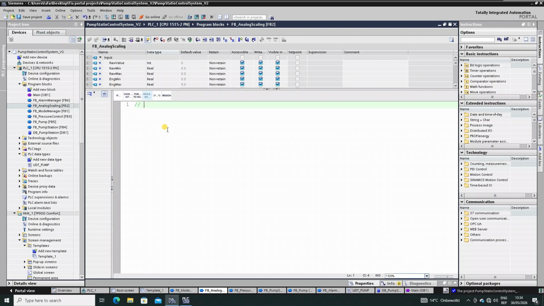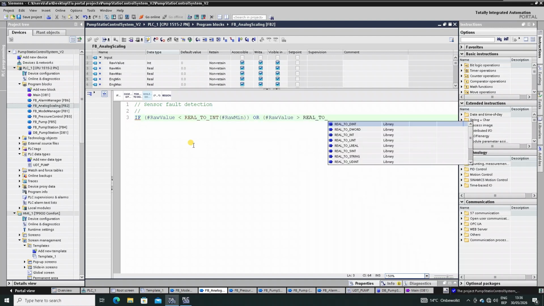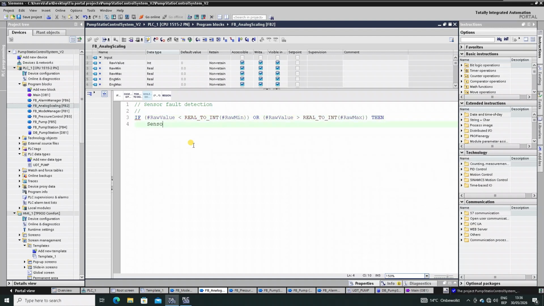Now let us look at the first part of the SCL logic. If raw value real is under raw min, or raw value real is over raw max, then sensor fault equals true, else sensor fault equals false. End if.